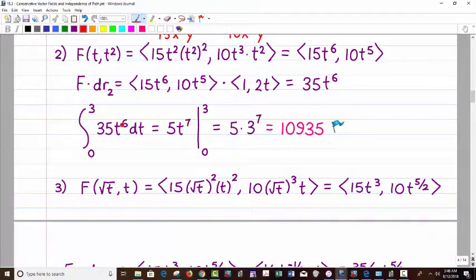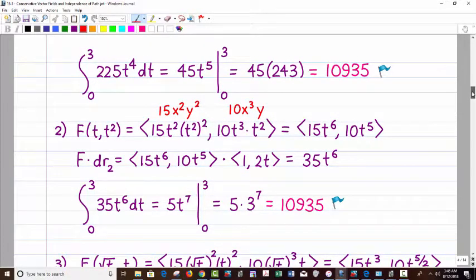That'll give me just t to the 7 over 7. 35 divided by 7 is 5. 5t to the 7th, from 3 to 0. 5 times 3 to the 7th. Boom. 10,935. Same answer as the first one.